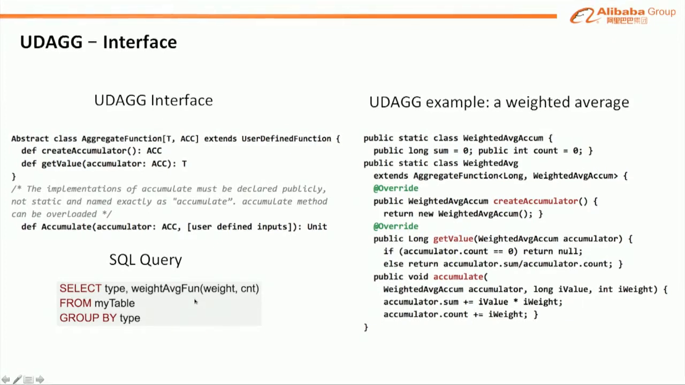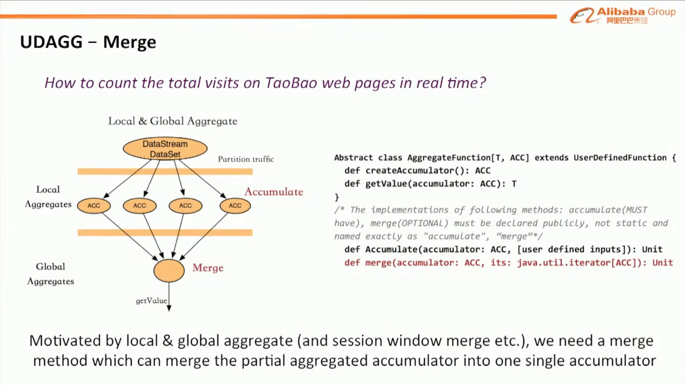Okay, good. So this makes UDAGG work, but are we good? Are there any other challenges? Let's look at one problem. Assume we are counting the total visits on the Taobao web page in real time. At our scale, we have millions, even 10 million visits per second. If we dump all those visits to one single node, boom, it won't work. Obviously, one single node cannot handle such an amount of traffic. So how are we going to solve this?